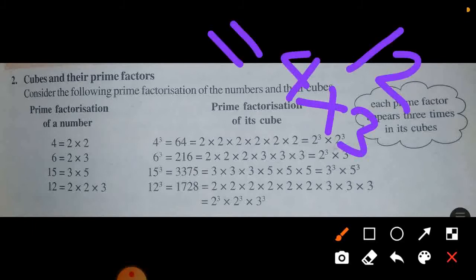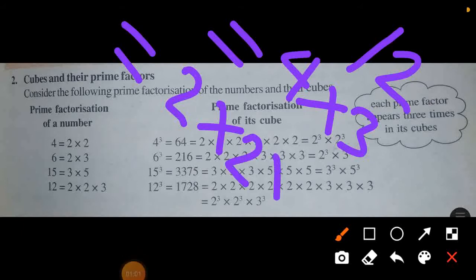3 fours are 12, and we can write this 4 as 2 multiplied by 2, multiplied by 3, because 4 is not a prime number, but 2 and 3 are prime numbers. So we can convert our factors into prime numbers. So this is the prime factorization of the given number 12. The prime factors of 12 are 2 multiplied by 2 multiplied by 3.